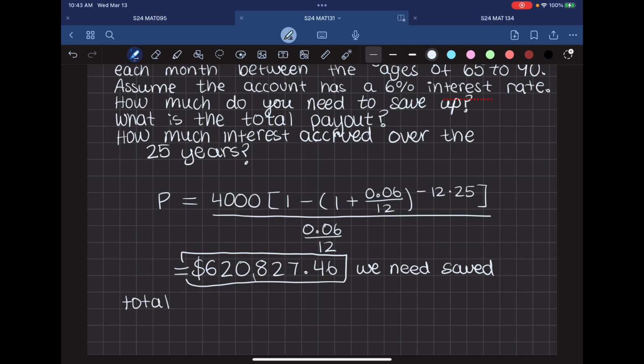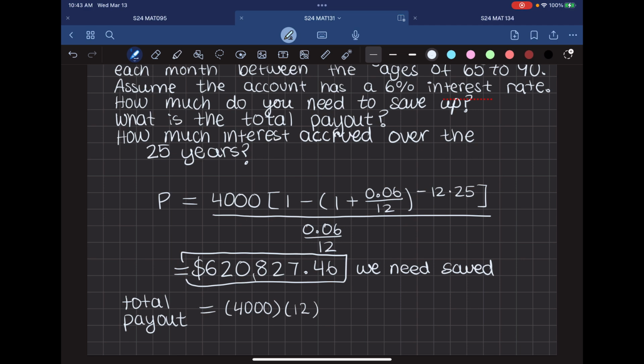So we have to have this number we just found, that original amount in our account, but as we're making these withdrawals, that amount is still increasing with interest. So we're getting more than what's actually listed here. And the way that we can figure out our total payout is by looking at our monthly withdrawals, so $4,000, and take into account that we're doing this each month.